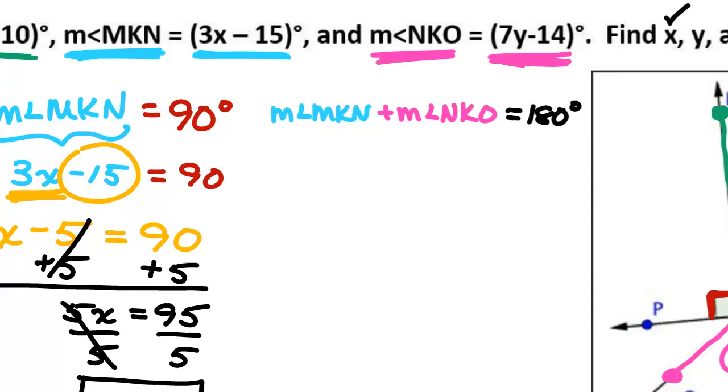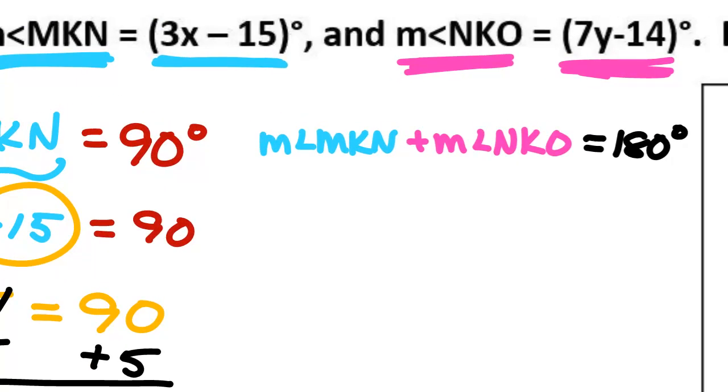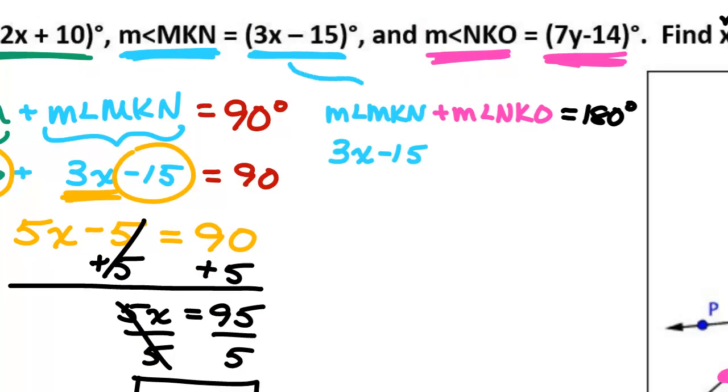How big was MKN again? That's 3x minus 15, right? MKN, this guy right here. And then I'm going to add that to NKO. NKO was 7y minus 14 equals 180. Do I know how big x is?